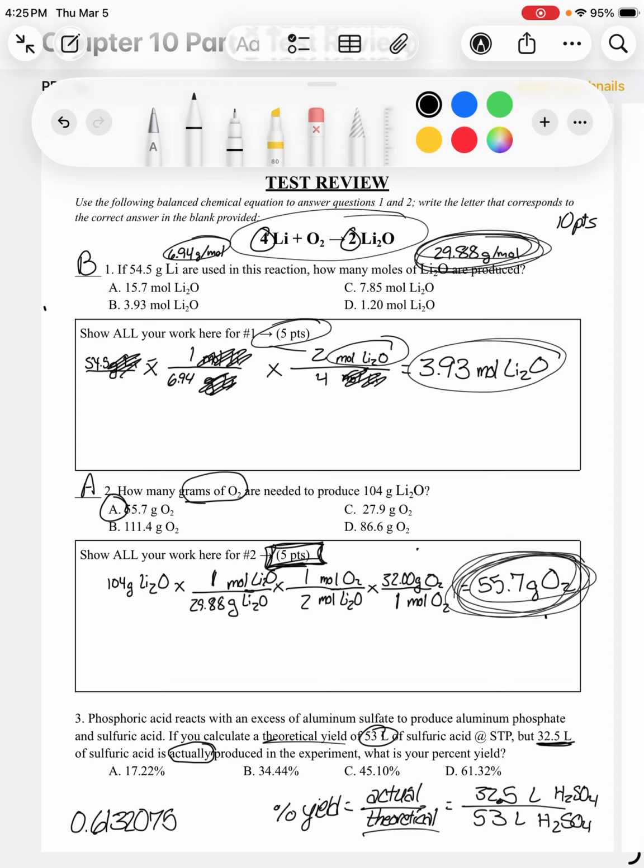But note, what is the actual formula? Once we get that quotient, actual divided by theoretical, we have to multiply it by 100. If we don't multiply it by 100, we're left as a decimal. But when we multiply by 100, it turns the decimal into a what? Percent. So multiply by 100, moves the decimal 2 places to the right. So our answer is 61.3%, or D. All right, next question.